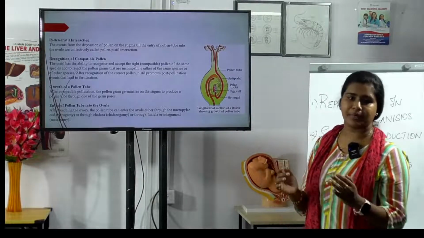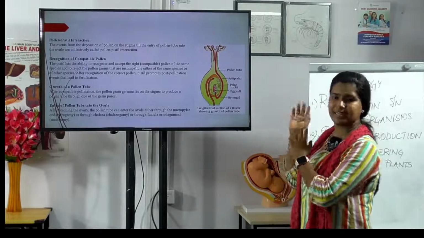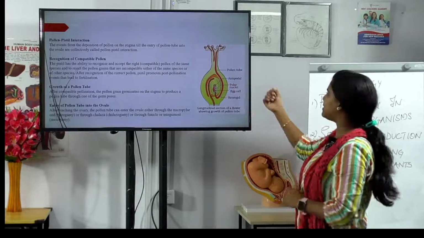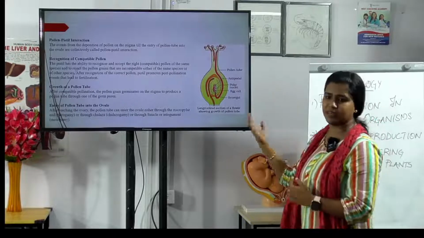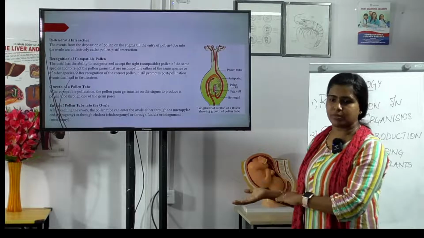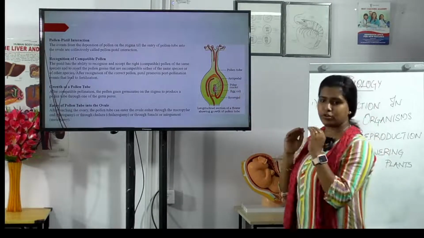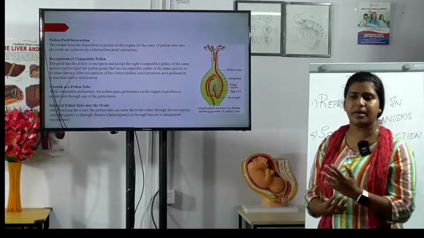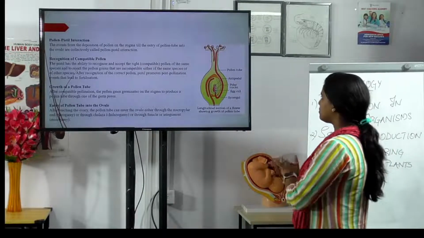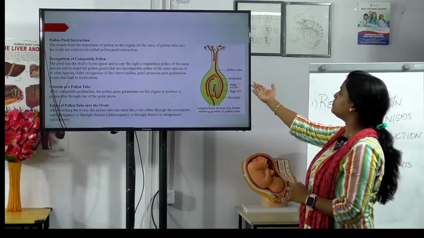So the pistil has an ability to recognize and accept the right compatible pollen of the same species or to reject those that are incompatible, either of the same species or the other species. They can accept or reject even the same species, and vice versa, they can accept or reject other species according to them. And after the recognition of the correct pollen, the pollen has been recognized, so what happens next? The pistil promotes post pollination events that lead to fertilization.